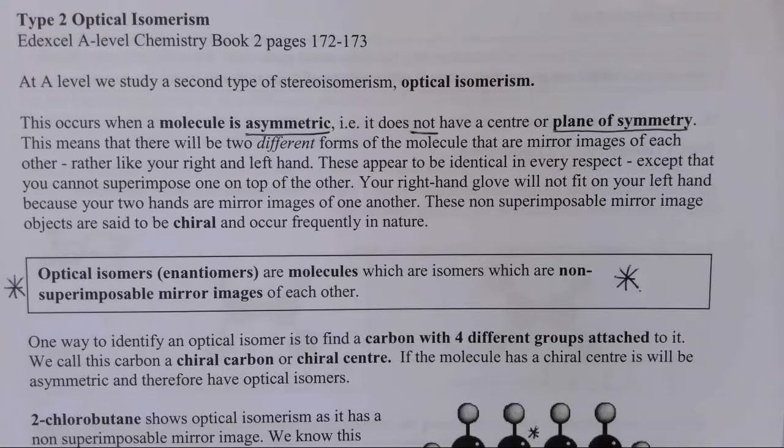Non-superimposable mirror images. One way to identify an optical isomer is to find a carbon with 4 different groups attached to it. We call this a chiral carbon. Now you need to be very careful. Optical isomers are non-superimposable images. There are ways you can get a non-superimposable mirror image without having 4 different groups around the carbon. So students quite often muddle these two things up. Chiral carbons are important, and if you have a chiral carbon, it will have optical isomers, but it's not the definition of an optical isomer. So please make sure you've got that definition correct.